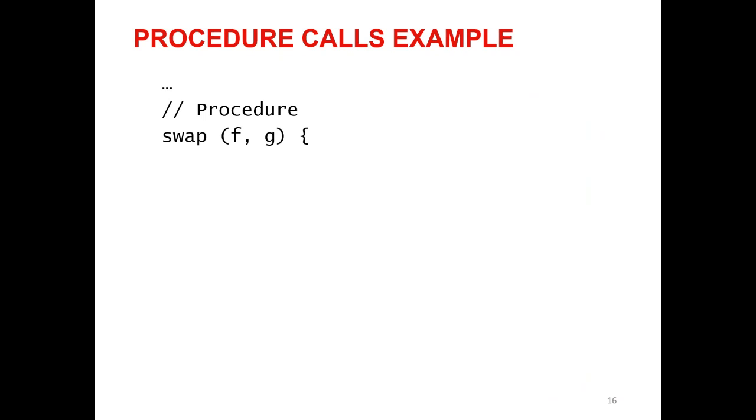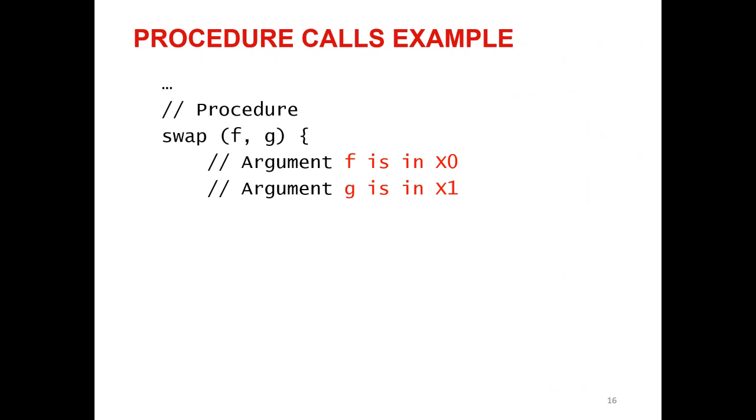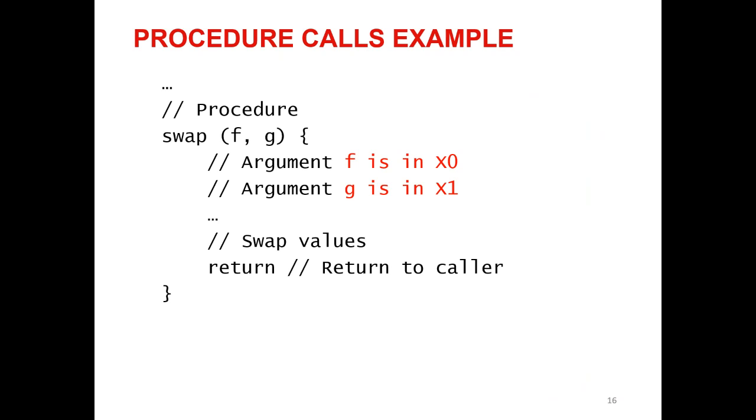So for instance, let's go back to the swap procedure. So imagine that we have the argument f stored in register x0 and the argument g stored in register x1. We then swap the values and then return to the caller. So once I return to the caller, the values in x0 and x1 may be different from the ones they had before calling that procedure. This is what we refer to as the values not being preserved on call, that they can change.